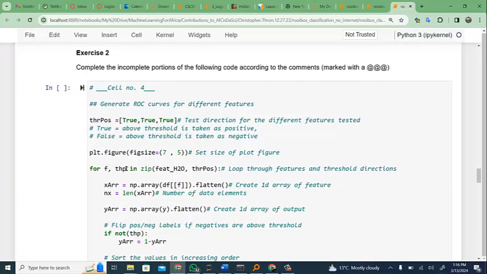So the first time through the loop, the value of F will be the first feature, the value of THP will be the first direction. Second time through the loop, F will be the second feature, THP second direction, and so on.